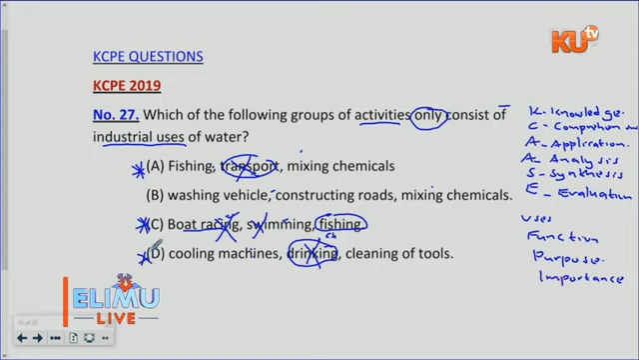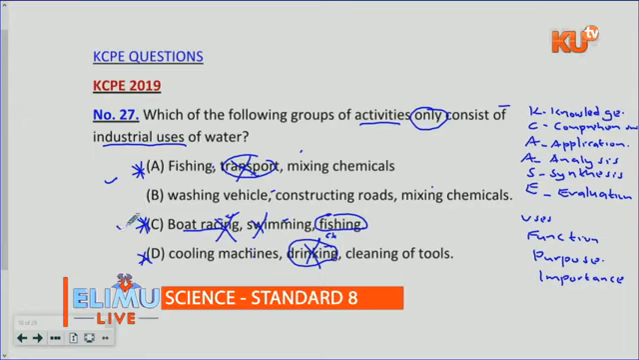So I already eliminated choice A. Choice C, I eliminated. Choice D, I eliminated. So the most appropriate answer, according to this, is supposed to be choice B.